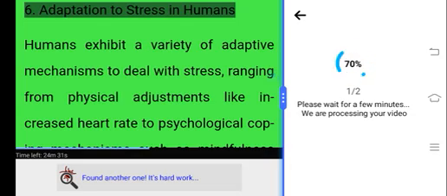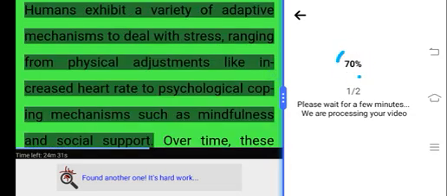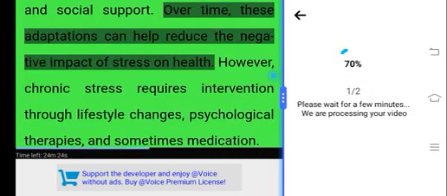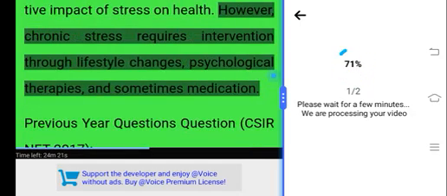6. Adaptation to stress in humans. Humans exhibit a variety of adaptive mechanisms to deal with stress, ranging from physical adjustments like increased heart rate to psychological coping mechanisms such as mindfulness and social support. Over time, these adaptations can help reduce the negative impact of stress on health. However, chronic stress requires intervention through lifestyle changes, psychological therapies, and sometimes medication.